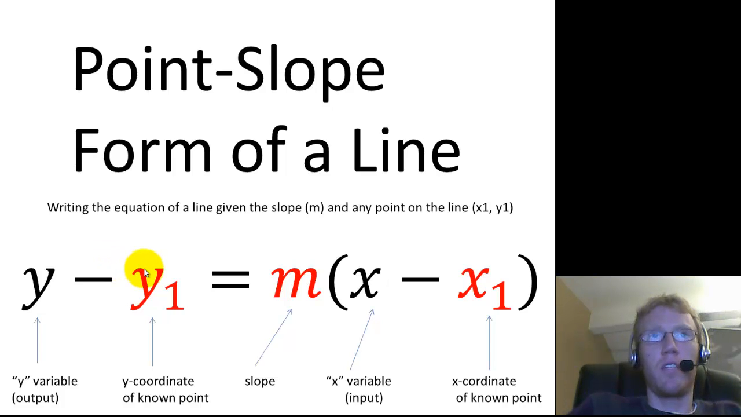Alrighty, welcome to the next video. This one is going to be about point-slope form of a line. So again, we're dealing with linear equations and linear graphs, but this is just an alternate way to write the equation of the line. Instead of using slope-intercept form, you can use point-slope form.